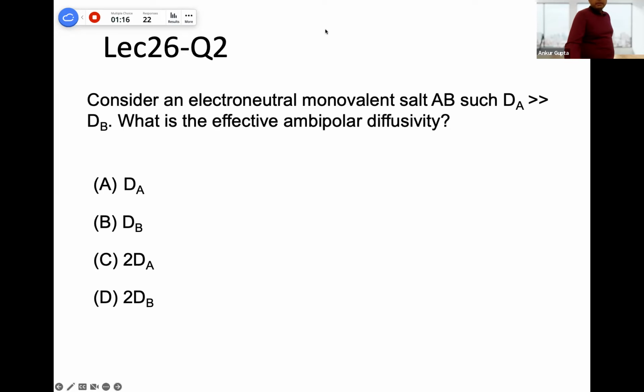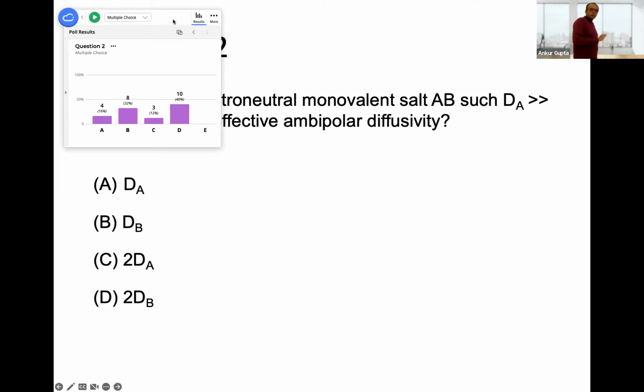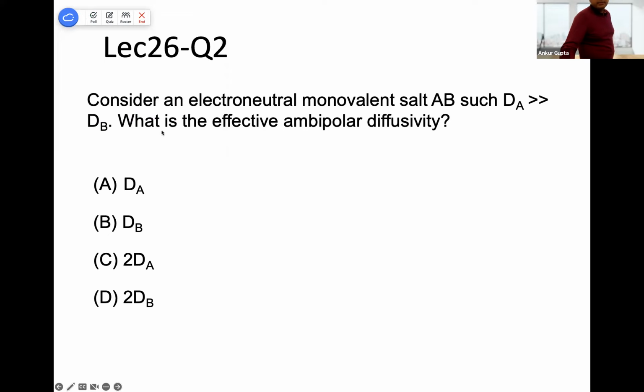All right, maybe another 10 seconds to close out this discussion. All right, so let's close this poll and look at the results. The answer is still split, I would say, but the majority answer is D, which is actually the correct answer. It is 2 dB.